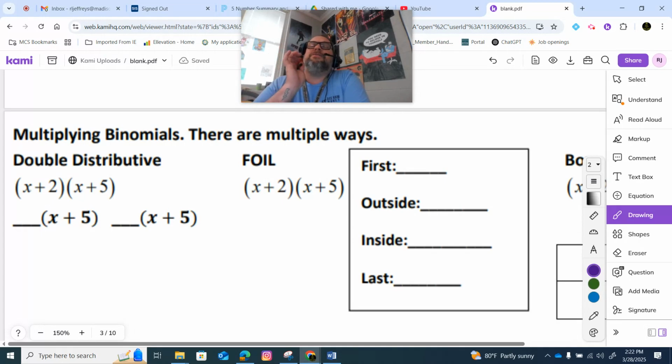Now, if you know Miss Sparks, if you don't know who Miss Sparks is, don't worry about it. Miss Sparks is going to love the middle way. Okay? Just going to let you know. She's going to love FOIL. All right? So, multiplying binomials. It's a binomial times a binomial.